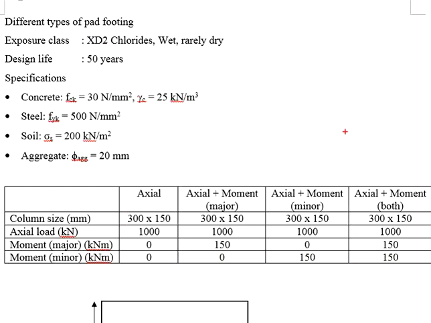Here we will assume that the exposure class is XC2, where the member is subjected to corrosion attack, and most of the time the member is under wet conditions. We have the design life of 50 years, and the concrete strength will be 30. Unit weight of the concrete is 25 kN per meter cube. Reinforcement bar with fyk equals 500 N per mm square. Soil bearing pressure is 200 kN per meter square, and the maximum aggregate size equals 20 mm.